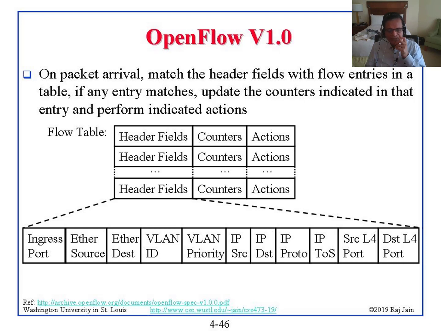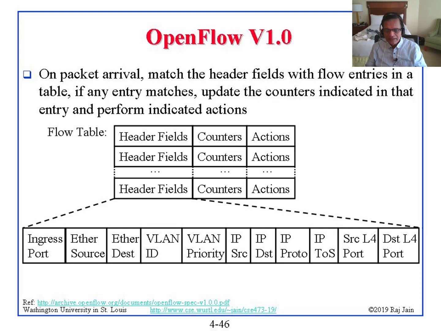So what is a header field? A header field could be the ingress port, what port it came on; the Ethernet source address; the Ethernet destination address; the VLAN ID. We haven't talked about VLAN yet, so just think about it for a minute. Virtual LANs all come in layer 2. Then VLAN priority, and the IP source address. Now, by the way, this ingress port is not a TCP port. Ingress port is the ingress interface, what wire it came on the router.